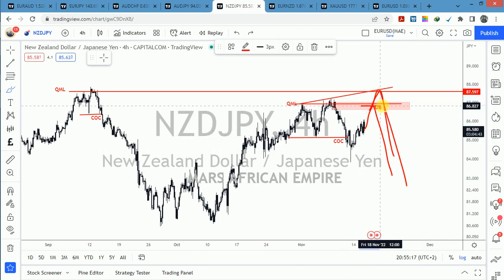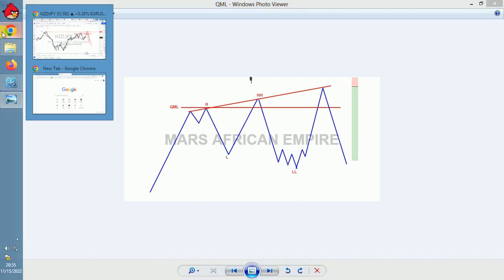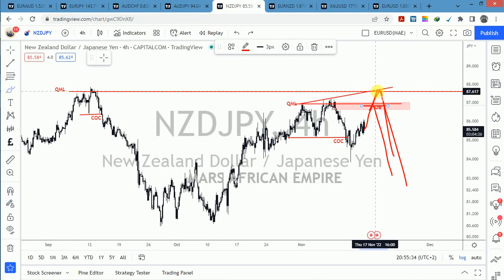So if it fails to use this QML here, then it's going to use this QML then, and if it goes for this QML here, basically it will be following this setup here, they call it the failed Quasimodo pattern. So if it fails, then we go and get an entry here, and then we go down. That is around 876. We sell it at 876, and then we go down with 8.